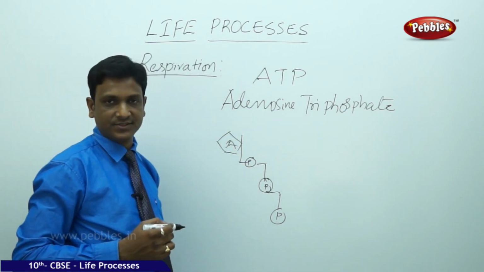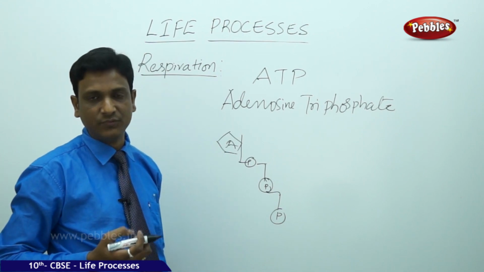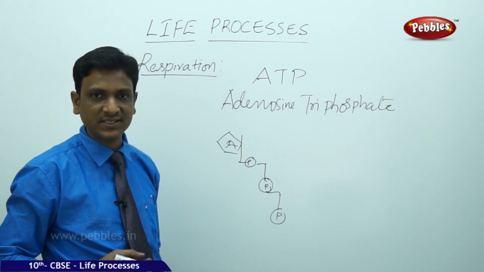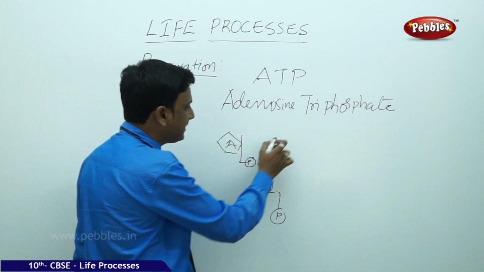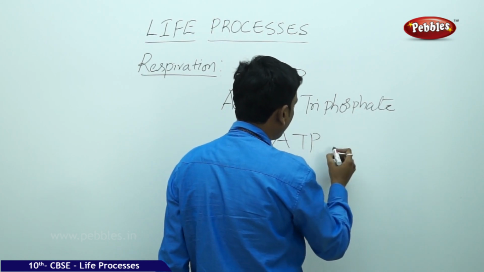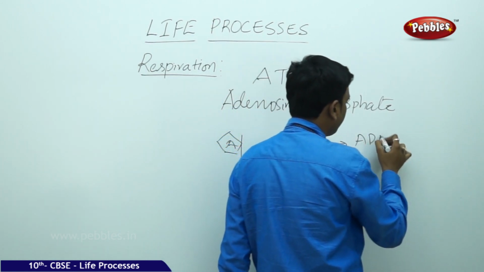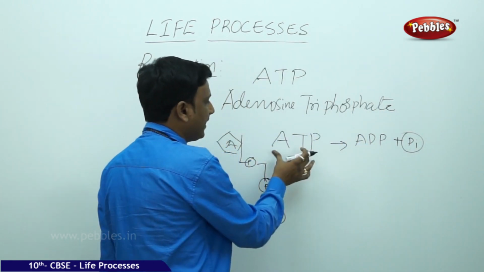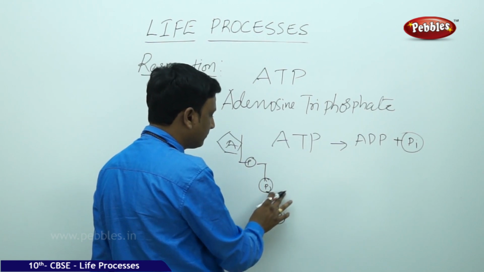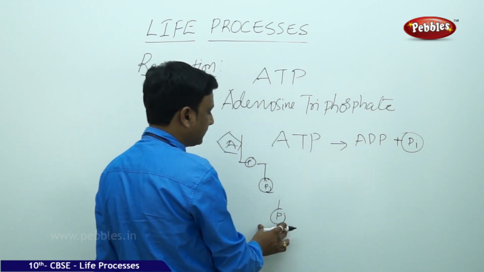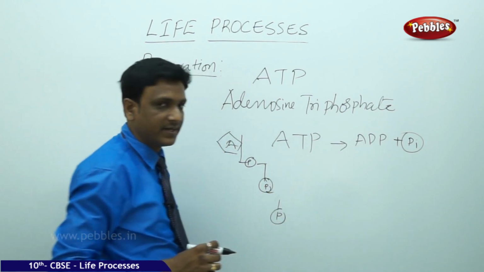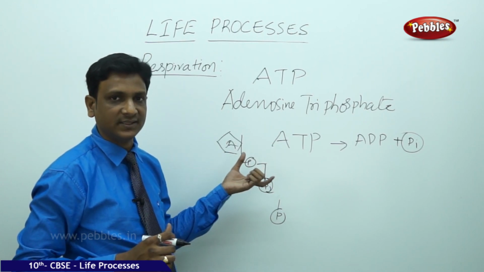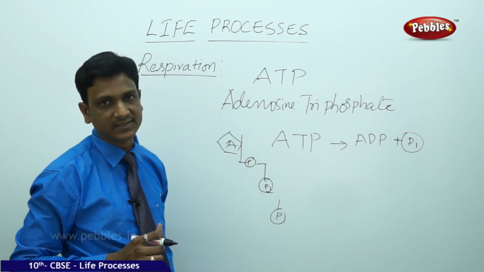Endothermic reactions are the reactions which absorb heat, which absorb energy. In endothermic reactions, the energy is absorbed by splitting this ATP into ADP, adenosine diphosphate, plus inorganic phosphate. So ATP is broken down to ADP and inorganic phosphate. When this breaking takes place, energy is liberated and used by that reaction. In this way, the energy currency molecules of ATP are utilized inside the cells.